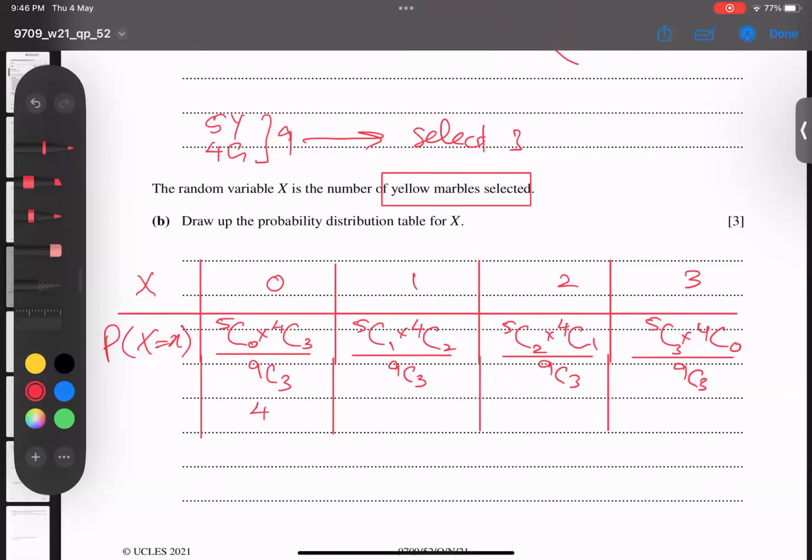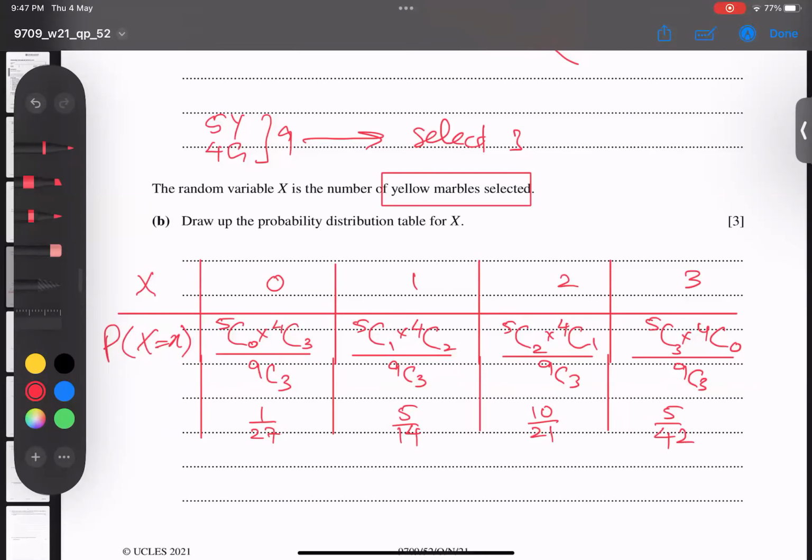Or if you type in a calculator, 4 over 84, or simplified form, no problem, 1 over 27. And this, if you type in calculator, 5C1 is 5, 5C1 is 5, and type all together, it is coming 5 over 14. And this, typing calculator, is coming 10 over 21. 4C0 is 1, 5C3 is 10, and it is coming finally 5 over 42.